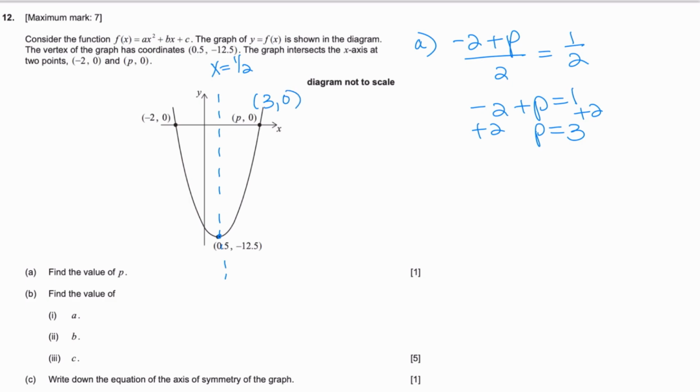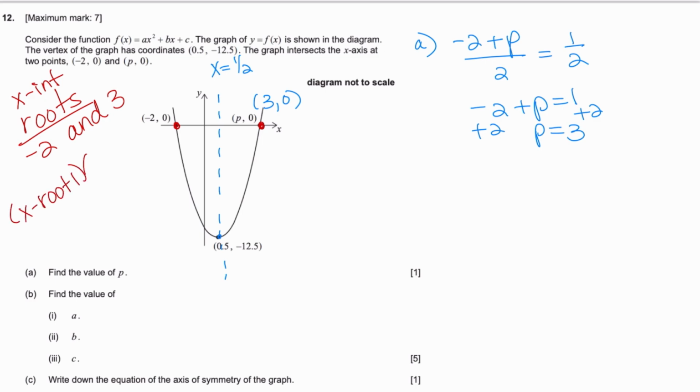Now they want us to find the value of a, b, and c. Because I know what my 2 points on my x-axis are, I can go backwards to find the equation. My 2 roots, these are called roots, your x-intercepts, are -2 and +3, which I just figured out. So I'm going to go backwards. To go backwards, you go x minus the first root times x minus the second root, and you set that equal to 0 and you multiply.